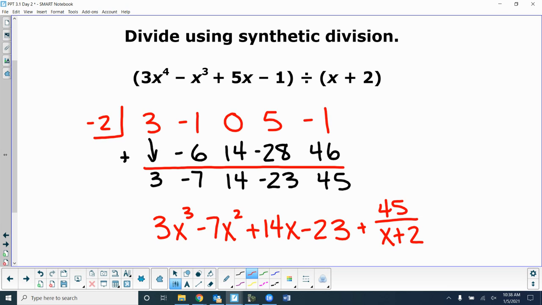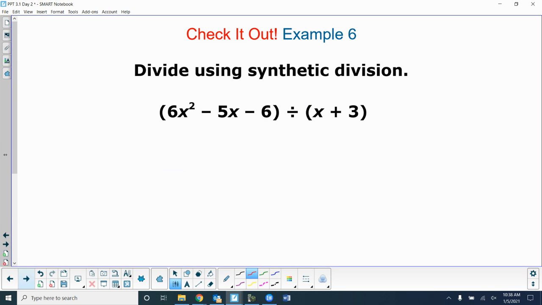So synthetic division, much better for polynomials than long division. Right? Okay, you guys try this one on your own, please. Shouldn't take you long.